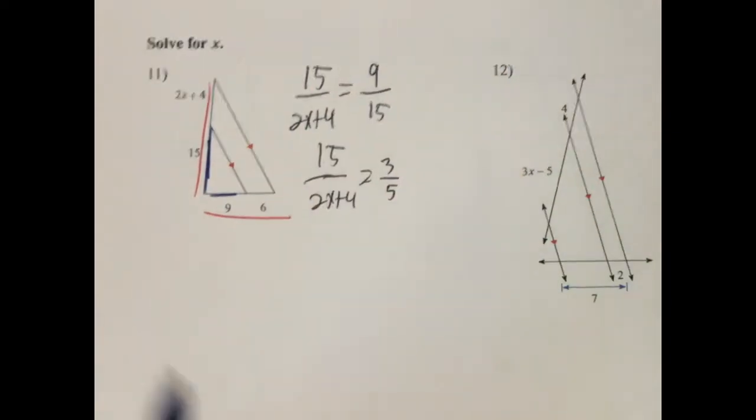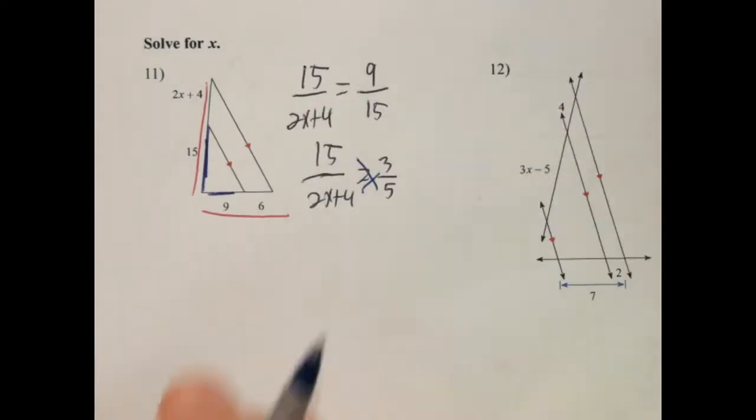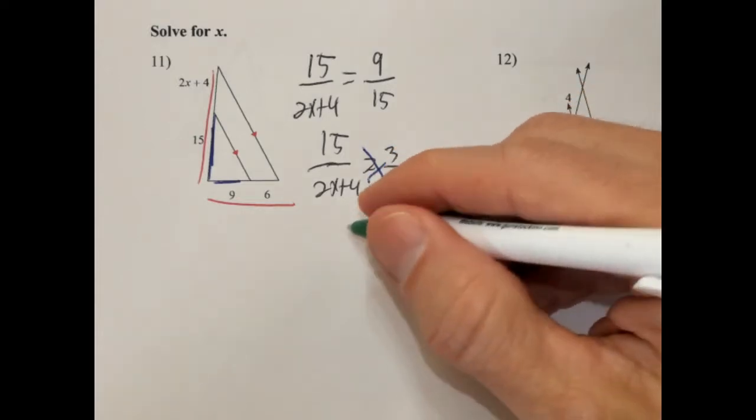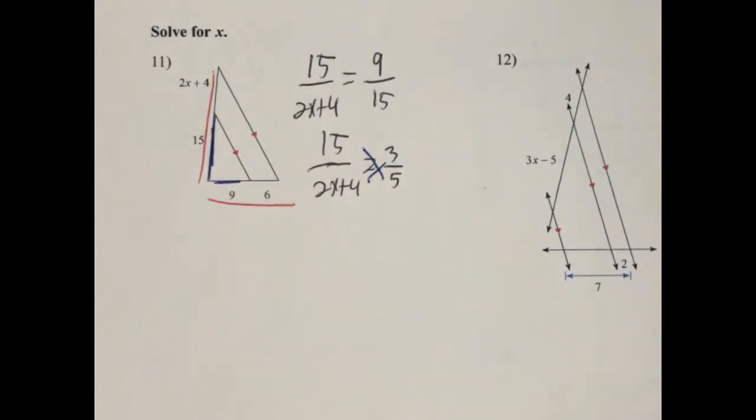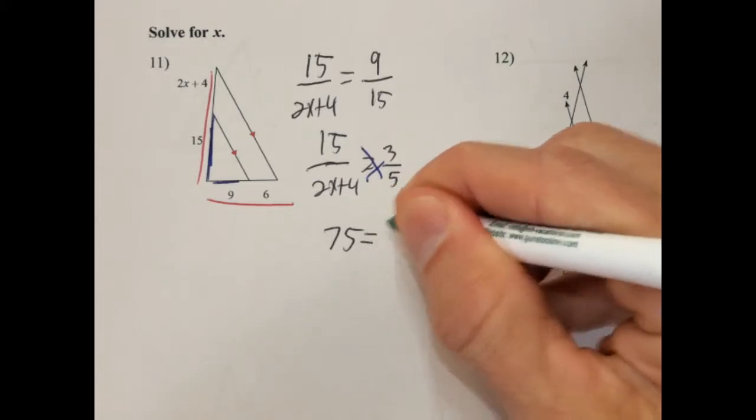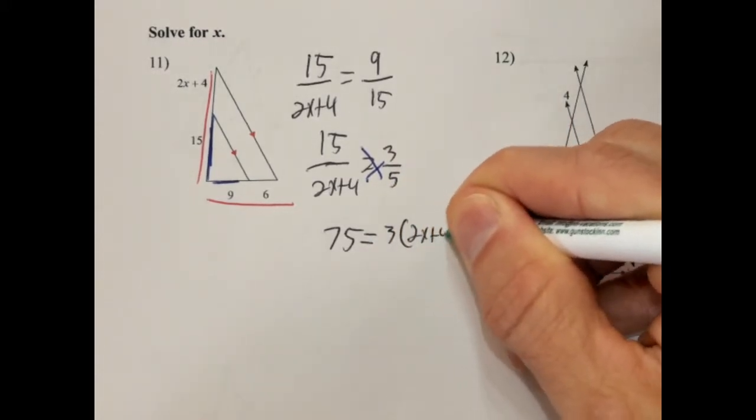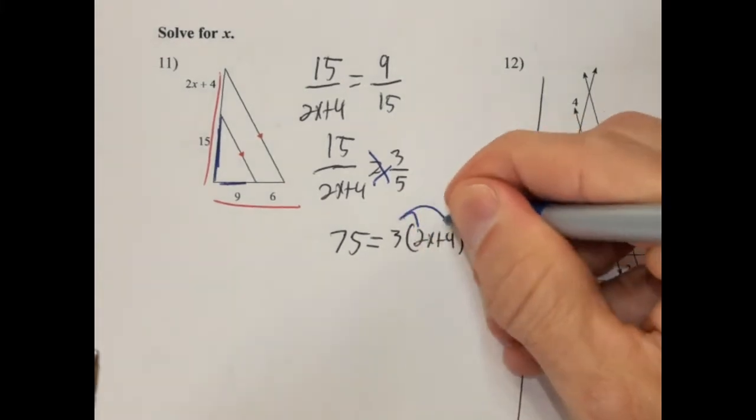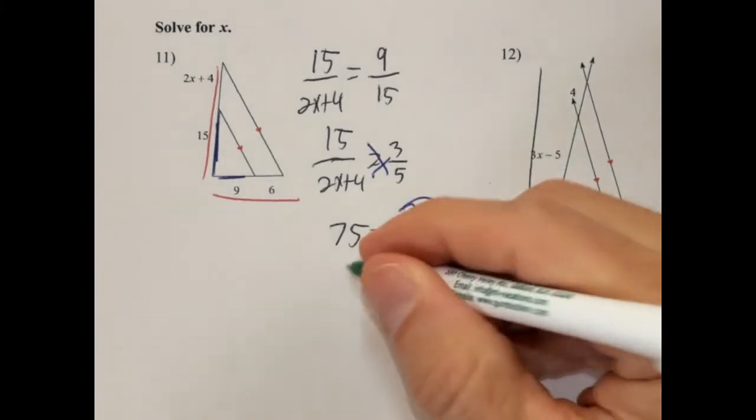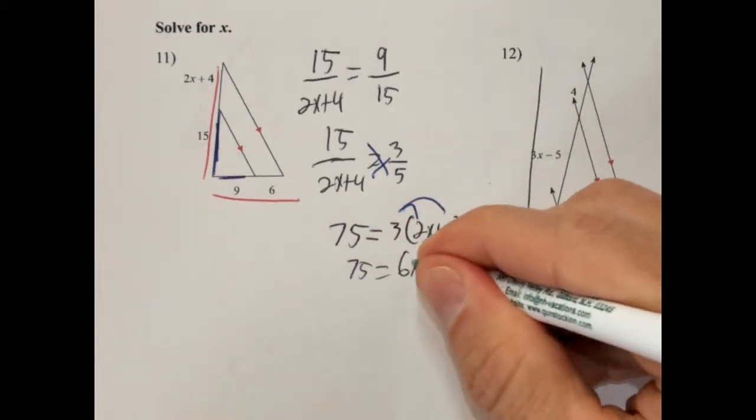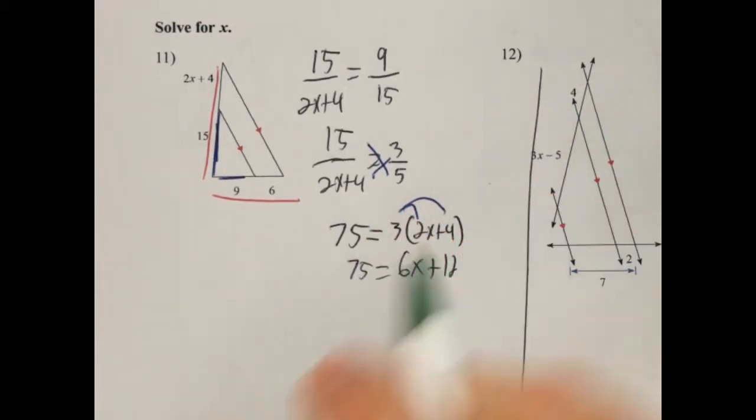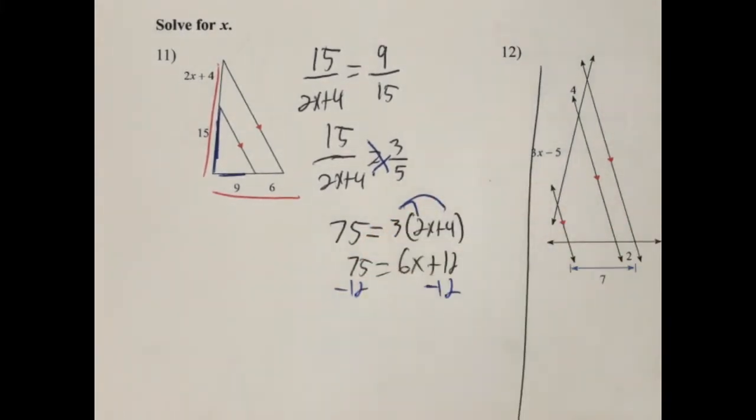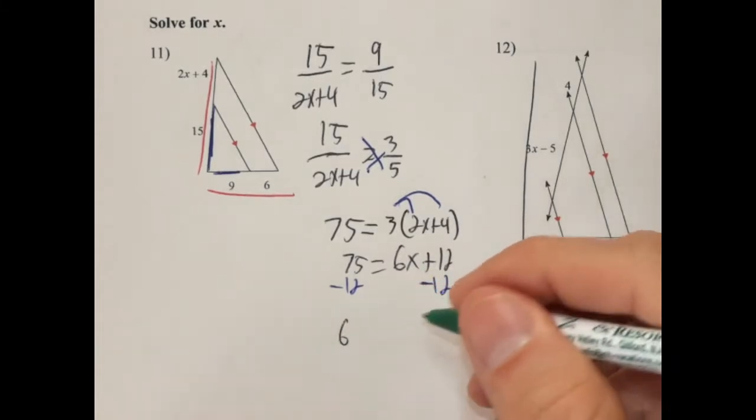And now I cross multiply. And again, you don't need to simplify. I like doing it. 5 times 15, I believe, is 75. And 3 times 2x plus 4. Can distribute that 3. So 75 equals 6x plus 12. Subtract 12 from both sides. That's going to give us 63.